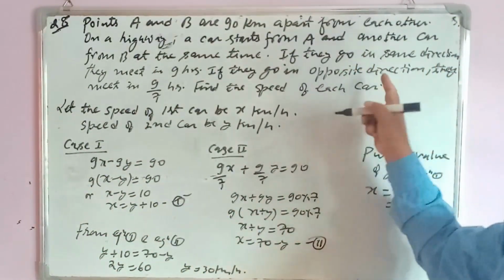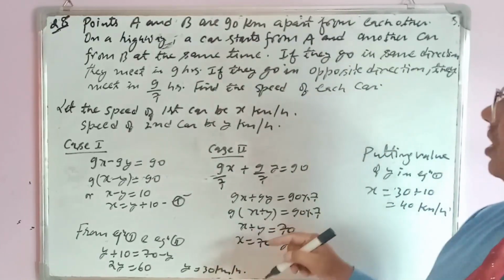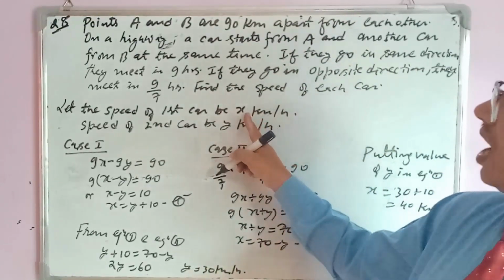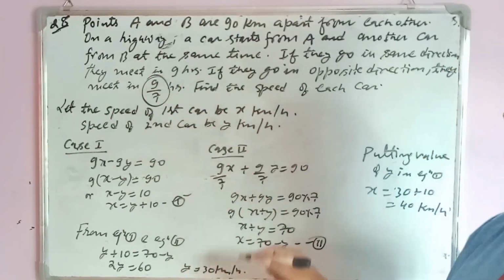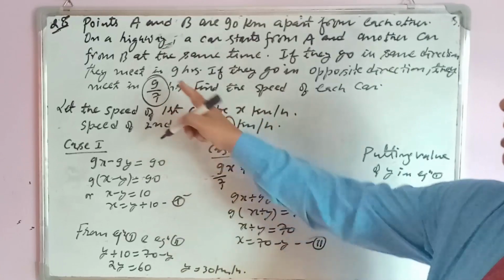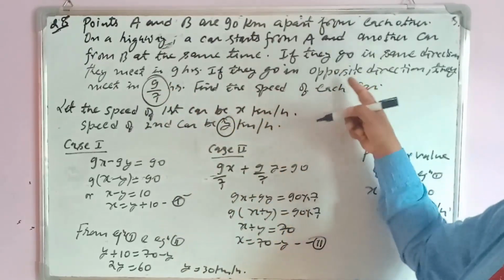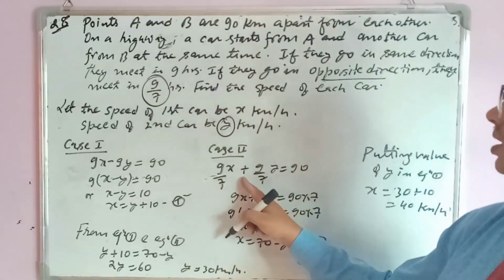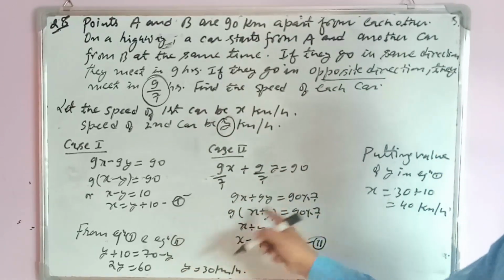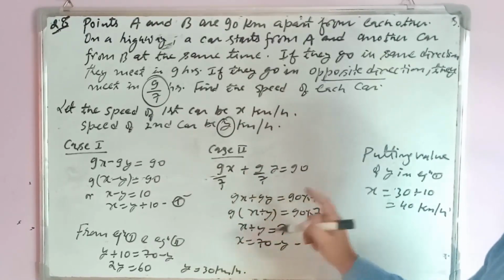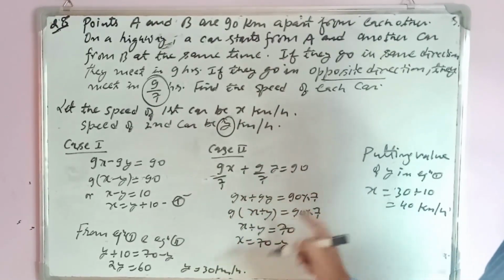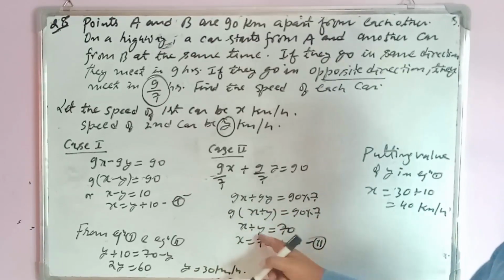Similarly, equation 2, if they go in the opposite direction, then the first car at x km per hour meets in 9 by 7 hours, so 9 by 7 times x. The other car is y km per hour, 9 by 7 times y. They are going in the opposite direction, so the sum equals 90. Taking LCM 7, 9x plus 9y equals 90 into 7. Taking 9 common, x plus y equals 10 into 7, that is 70, so x equals 70 minus y.